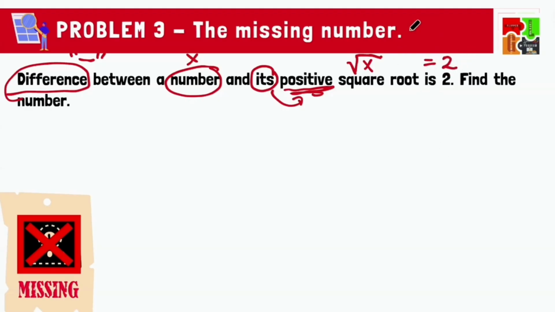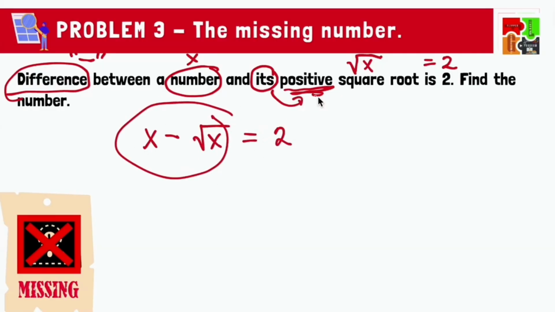So, ano natin susulat niyan? The difference of a number, ito yung number, and its positive square root, that is minus square root of x, is equal to positive 2. Again, the difference between a number and its positive square root is equal to 2. So, ganyan lang natin i-represent yung ating equation. So, paano natin susolve yan?